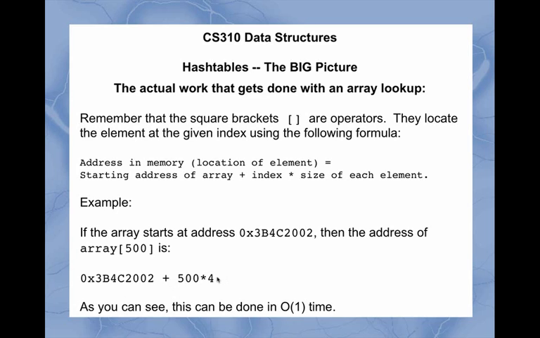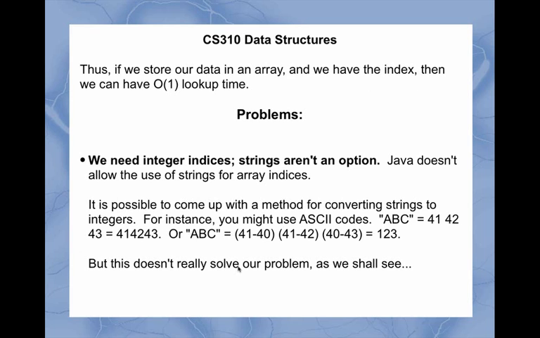So as you can see, there's nothing about n in this calculation. There's no reference to the array size. It's irrelevant. And because the input size, the array size, is not used, this is a big O of 1 operation. So if we can store our data in an array and we have the index, we can do the lookup in big O of 1 time. This is a great idea and is very helpful, and we use this in some fashion to implement our hash tables. However, there are certain problems we need to address.